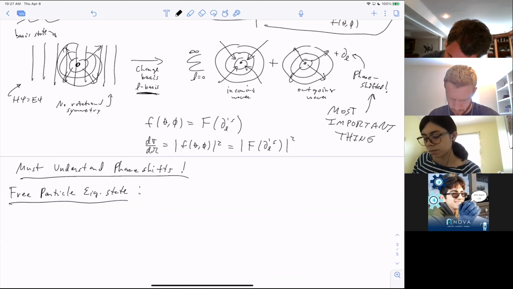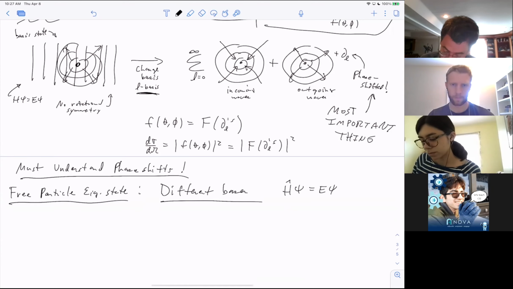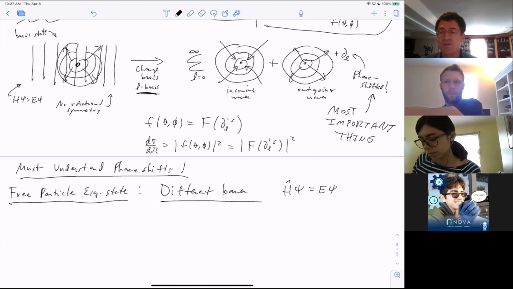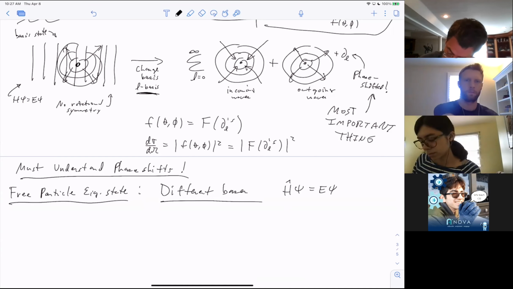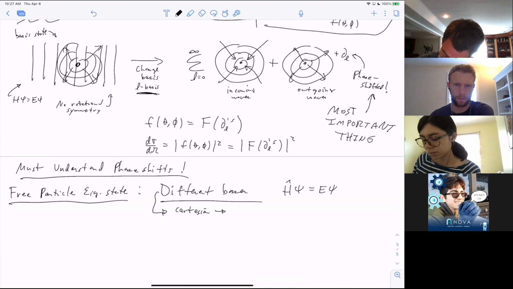And there are different bases for the eigenstate, because the eigenstate is a solution of H psi equals E psi. For the free particle, there are different ways to solve this. When I say different bases, what I mean is we could solve it in Cartesian coordinates, and then we get psi equal to... can someone tell me what the eigenstate is for a free particle in Cartesian coordinates? You've all done it. You've all solved it.